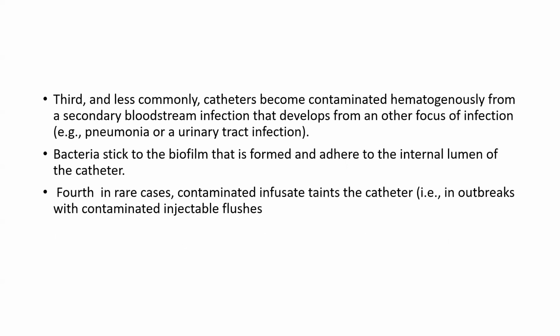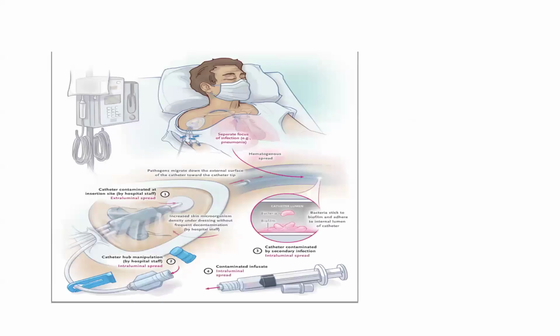Third, less commonly, the catheter becomes contaminated hematogenously from a secondary bloodstream infection that develops from another source focus of infection. Bacteria stick to the biofilm that is formed and adhere to the internal lumen of the catheter. Then fourth, in rare cases, contaminated infusate enters the catheter. That is, outbreaks with contaminated injectable flushes.